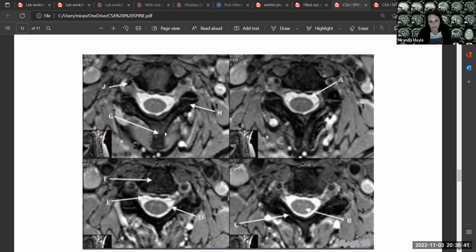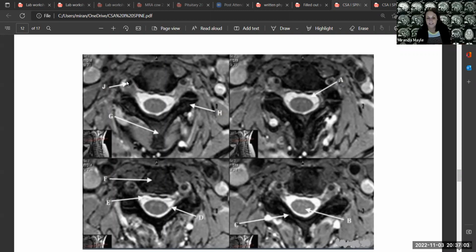G, we all know what G is, right? Spinous process. You got it. Spinous process. J, we talked about this. What did we say it was? Transverse process. Well, it's going through the transverse foramen, but this is the vertebral foramen.